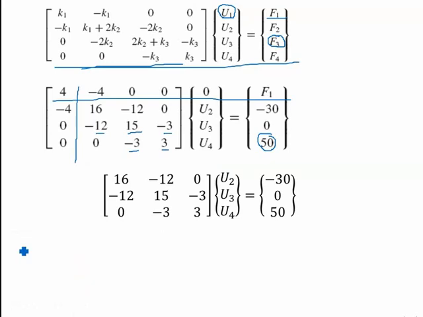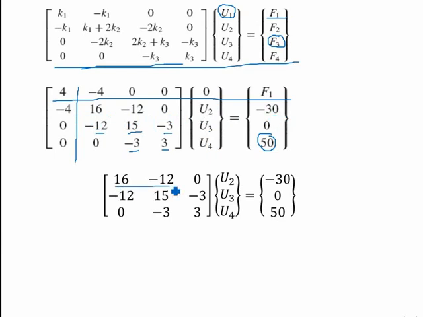You see this. We want to calculate U2, U3, U4. Now for U2 we have to write the second equation. When we write the second equation, minus 4 into 0 becomes 0. Next 16 into U2, next minus 12 into U3, and this 0 into U4 is 0. That means 0 plus 16 U2 minus 12 U3 is equal to minus 30.